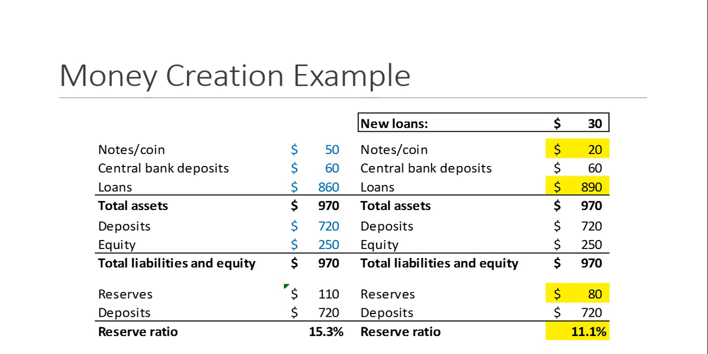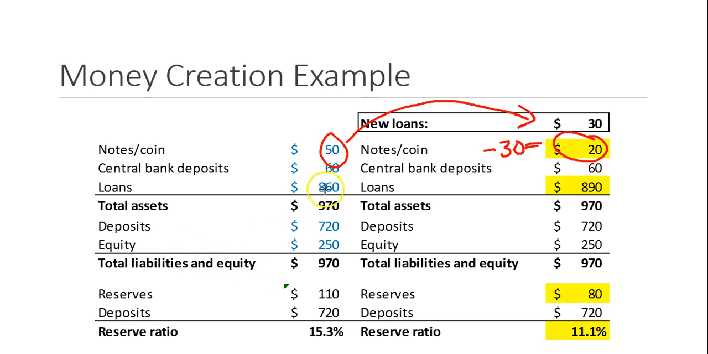So we see prior to the new loan we have total assets of $970, total liabilities and equity of $970, and a reserve ratio of 15.3%. What happens when we make a new loan or loans of $30? Well, we have a decrease in notes and coin. The $50 we started with decreases by the outflow. We're using some of these notes and coin to make a loan, so we go from 50 minus 30 to a new amount of 20. We're subtracting 30 to decrease the notes and coin to 20.